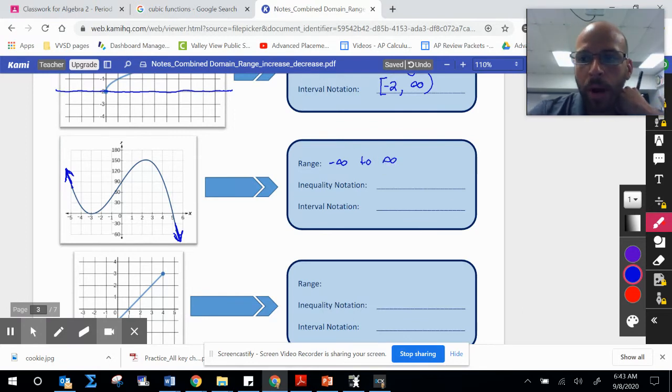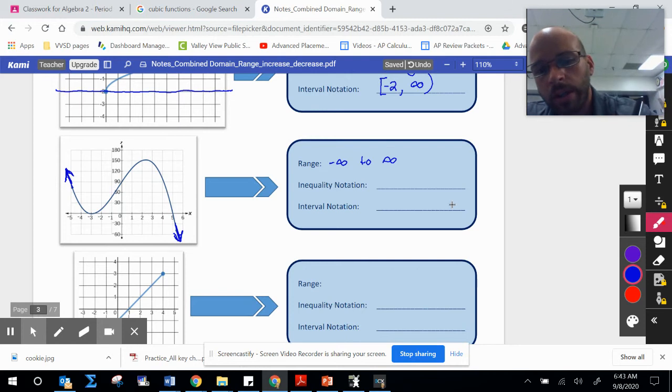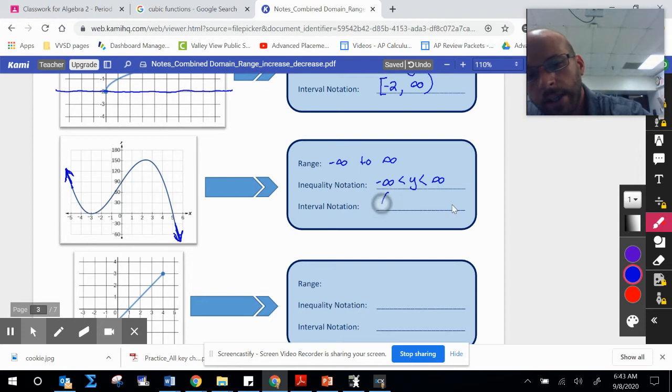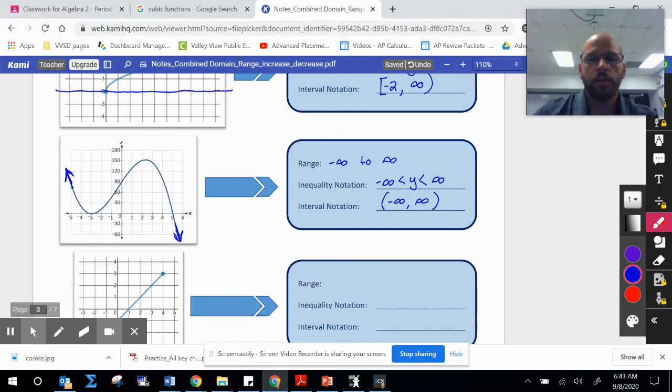But we want to write that properly. We want to write that using inequality notation. So -infinity is less than y, which is less than a positive infinity. Okay? And then interval notation, I can say, again, parentheses for all of our infinities. That would be my interval notation.